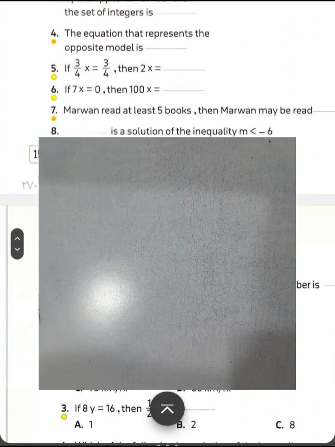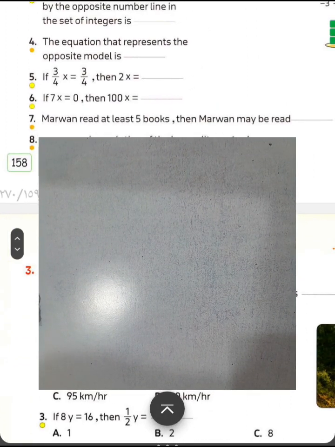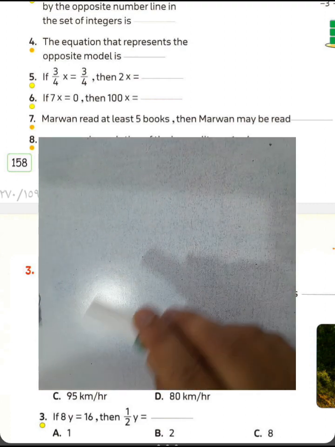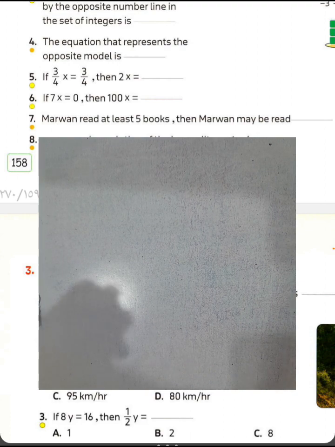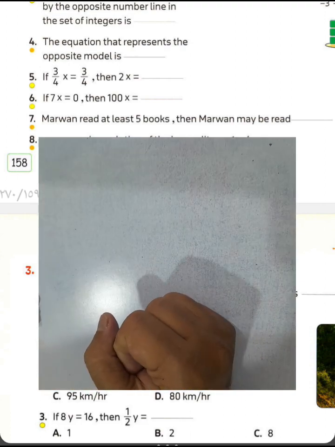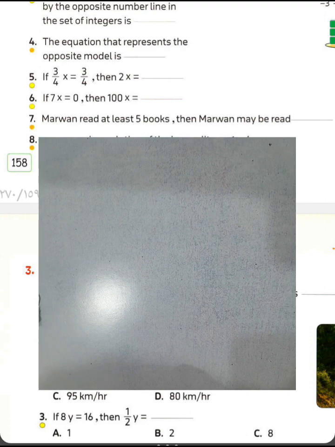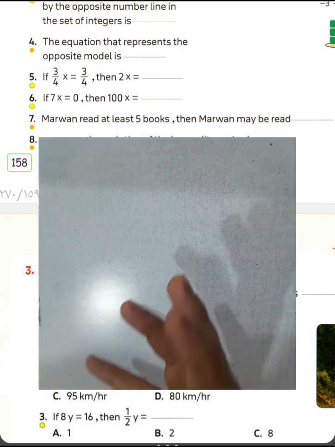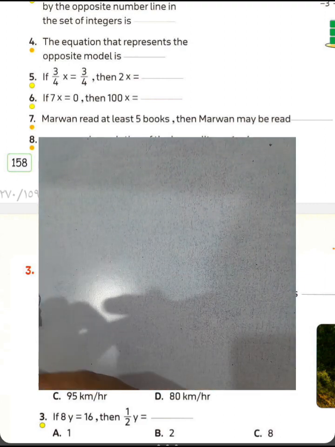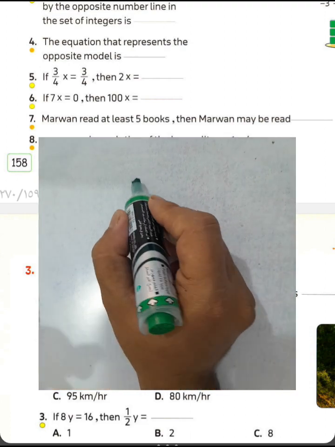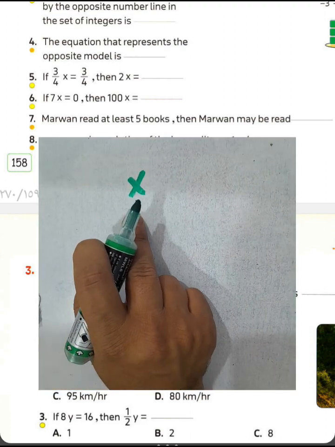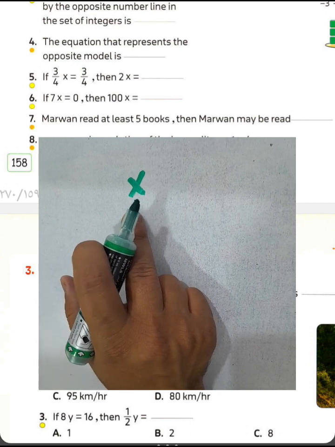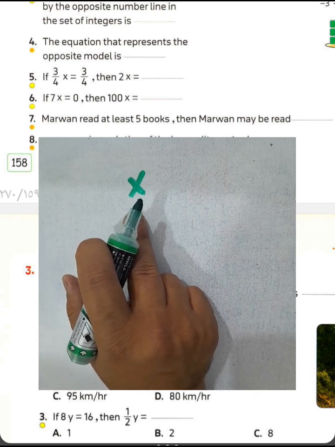Okay. Question number 7. Marwan read at least 5 boxes. Then Marwan maybe read how many? Who can tell me? Marwan maybe read 6 or 7 or any number. Okay, again, Marwan read at least 5 boxes. Then Marwan maybe read what? We can write this number by using an inequality. What is Marwan reading? The number of boxes. I will write here x. It refers to the number of boxes Marwan read.